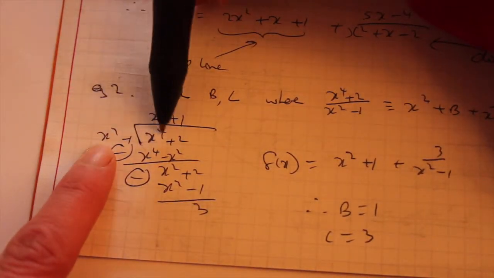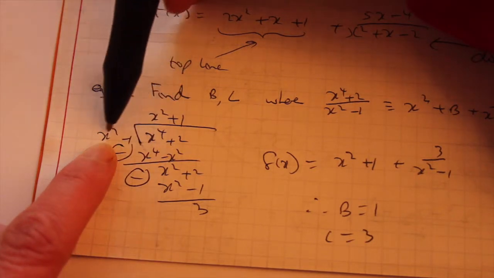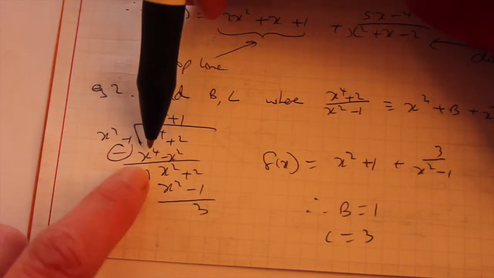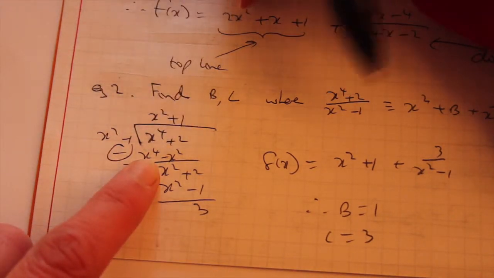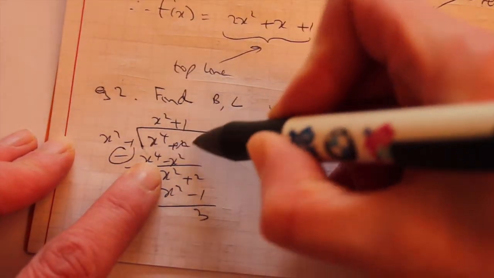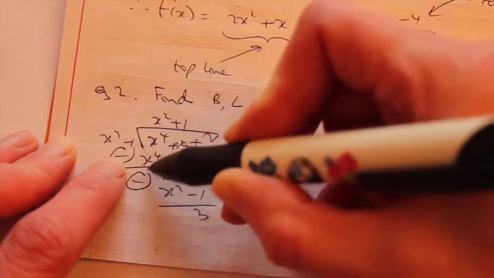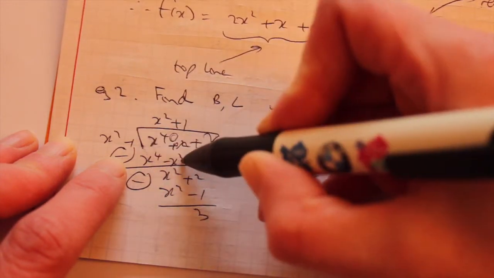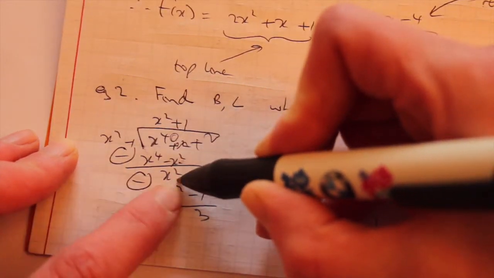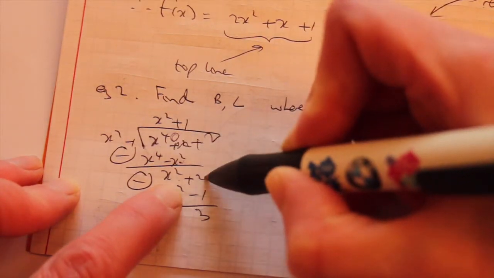So x squared into x^4 goes x squared times, and then times these both by x squared, giving you x^4 minus x squared. You can see if I left myself a little bit of room here, you would say, when I'm doing my subtraction, x^4 minus x^4 is gone. Nothing. Minus x squared becomes plus x squared. 2 take away nothing is just 2.